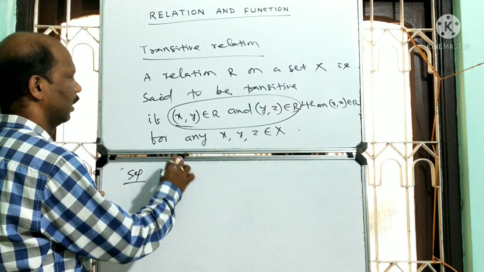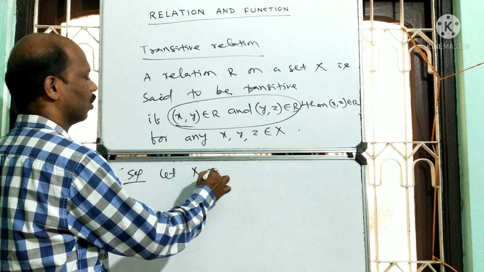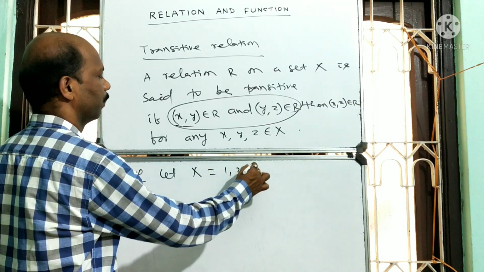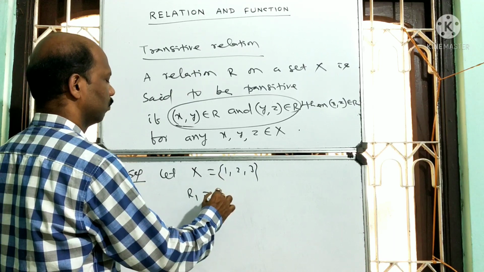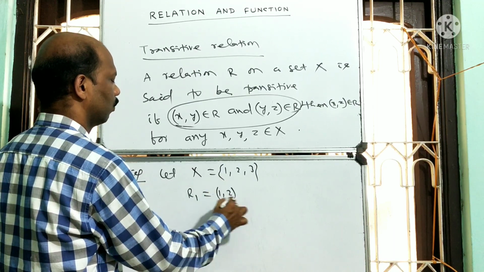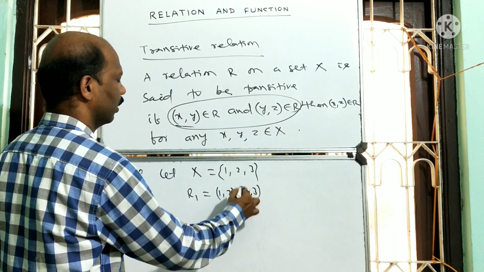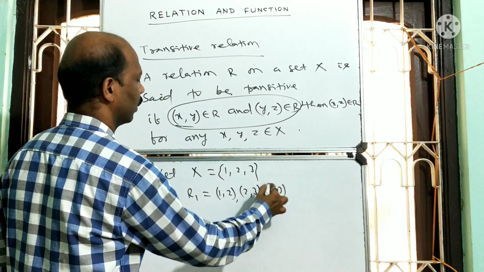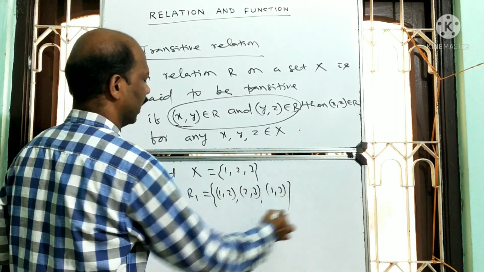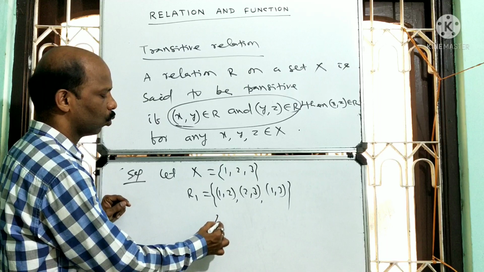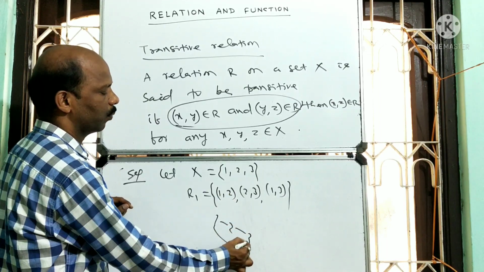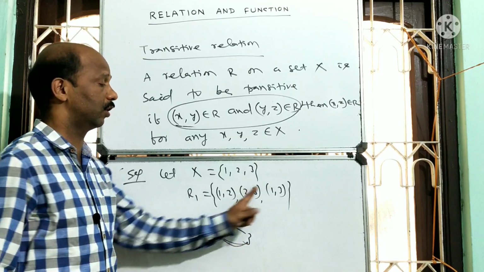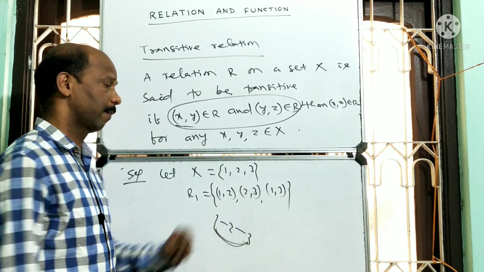Let X is equal to {1,2,3}, R1 is equal to {(1,2), (2,3), (1,3)}. Here we say that 1 is related to 2 and 2 is related to 3. We are searching whether 1 is related to 3 or not. Yes, 1 is related to 3.